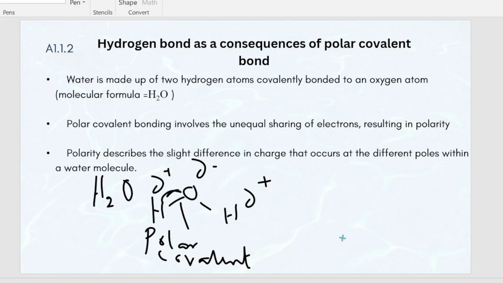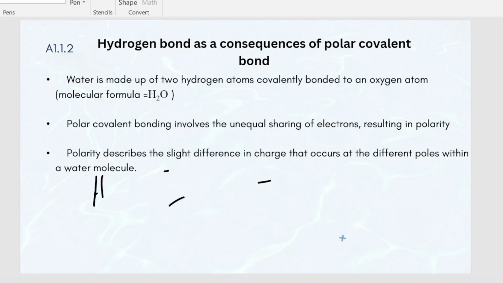Now, hydrogen bond, on the other hand, is found between one water molecule and another water molecule. So I'm going to be illustrating that as well. So hydrogen bond is found between water molecules. So this is one water molecule, and this is another water molecule.